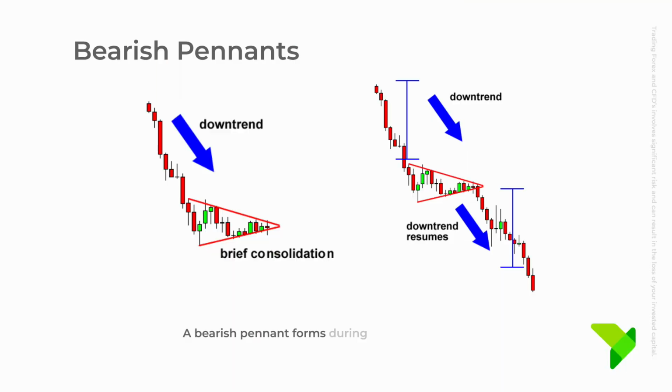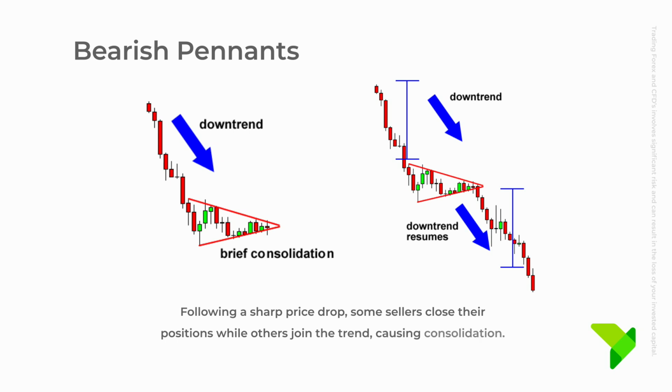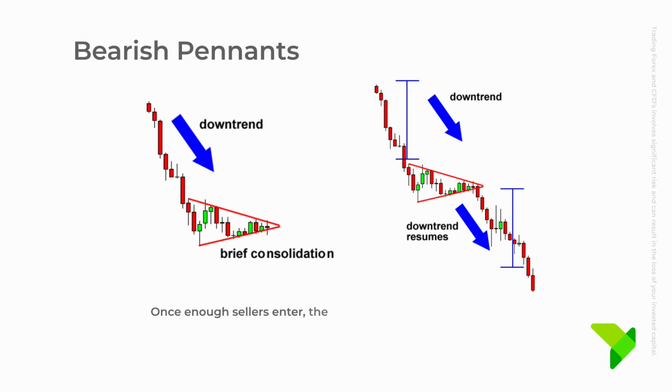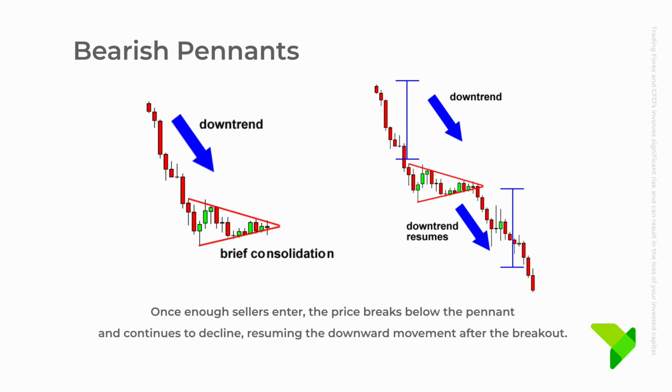A bearish pennant forms during a steep downtrend. Following a sharp price drop, some sellers close their positions while others join the trend, causing consolidation. Once enough sellers enter, the price breaks below the pennant and continues to decline, resuming the downward movement after the breakout.